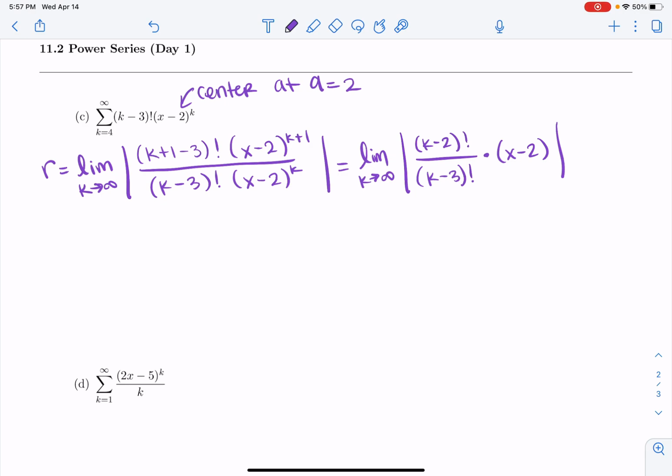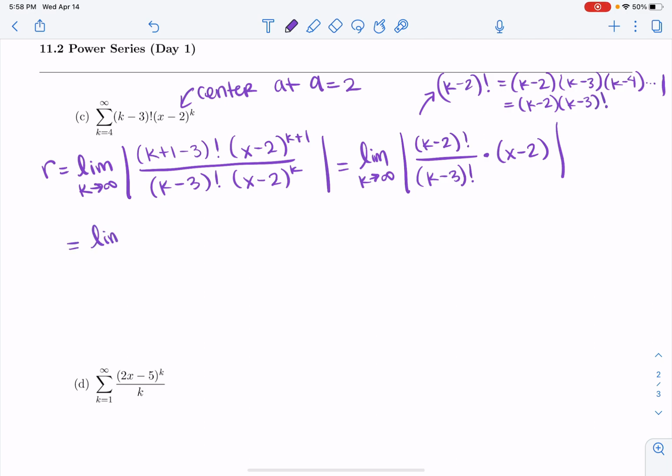All right, so what is, let's see, k minus 2 factorial is equal to k minus 2 times k minus 3 times k minus 4, etc., until I get down to 1. So that means k minus 2 factorial is equal to k minus 2 times k minus 3 factorial.